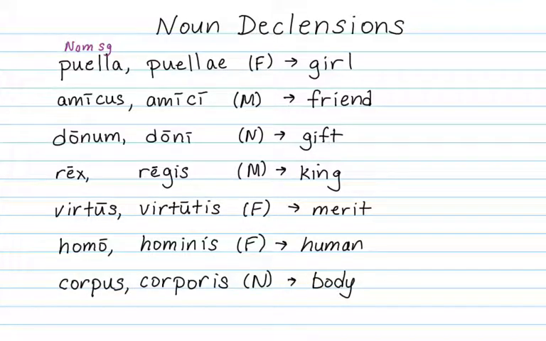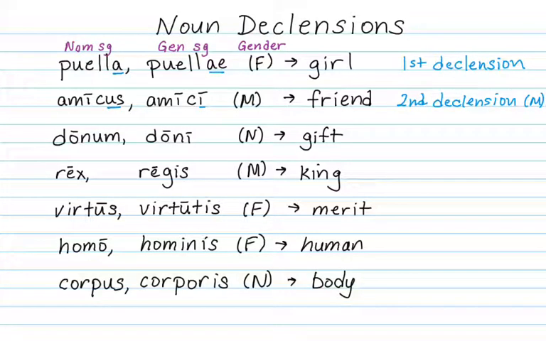If you recall, in the dictionary entry for a noun, the first part is the nominative singular, the second part is the genitive singular, and the third part is the gender. If you look at the endings for the nominative and the genitive, you can determine which declension we're in. So in the first one, puella, puellae, the a in the nominative and the ae in the genitive show us that we're in the first declension. For the second noun, amicus, amici, the us-i ending is the second declension masculine. The third noun, donum, doni, shows you that we're in the second declension neuter.